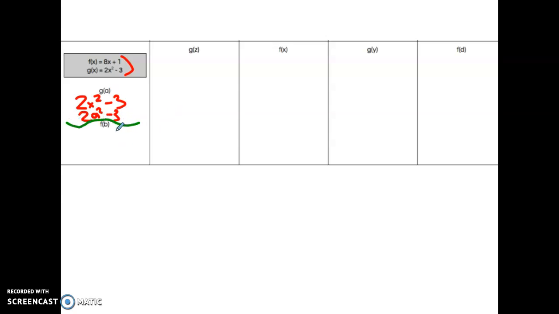In the next one, f of b, so I'm using 8x plus 1. And I'm just going to replace my x with the variable b. That should be 8b plus 1. And again, there are no more terms I can combine. That's it. So I'm going to have you pause this and try these four now.